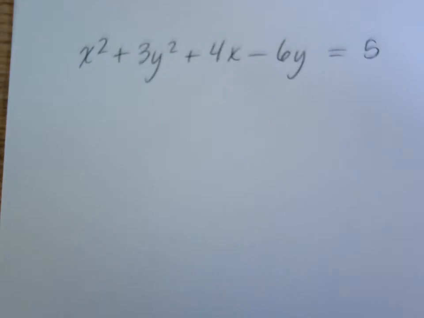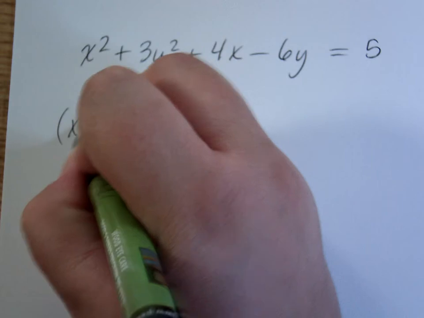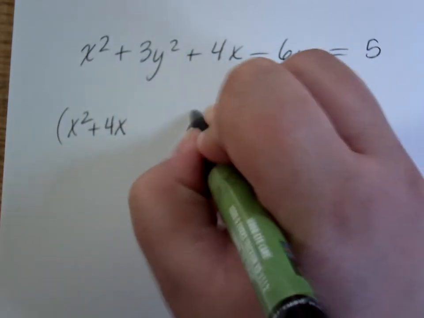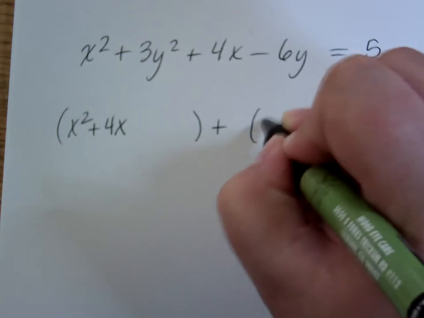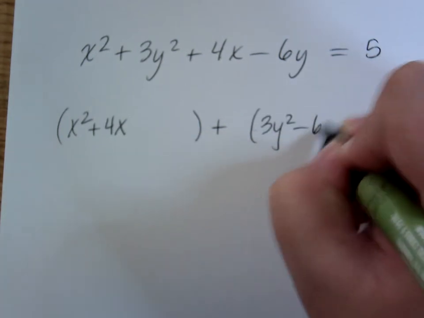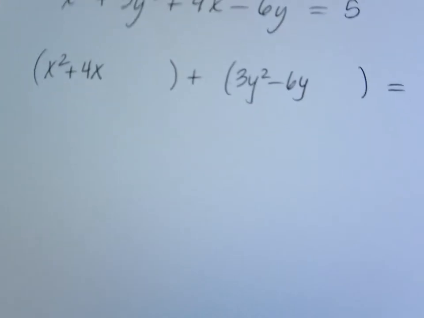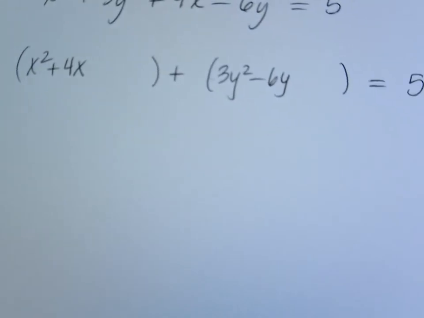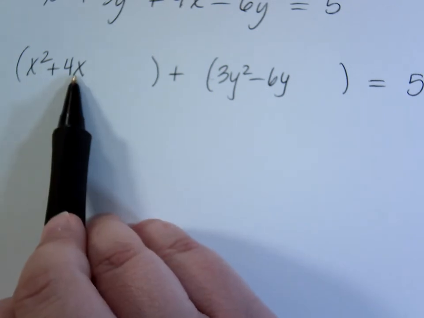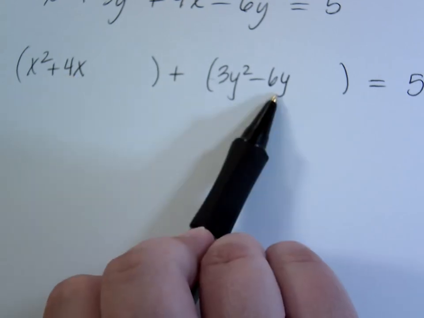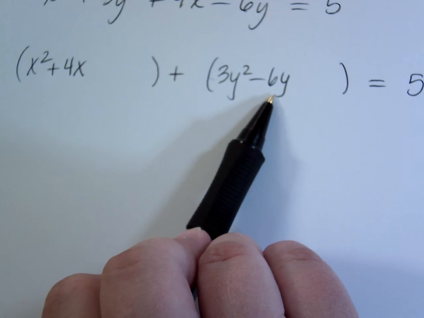So I'm going to collect my x's up front, and I'm going to collect my y's next, and then numbers on the right. Now you'll notice I left some space because I'm going to have to complete the square for both of these. If you have an x that's not squared or a y that's not squared, that means you're going to have to complete the square.